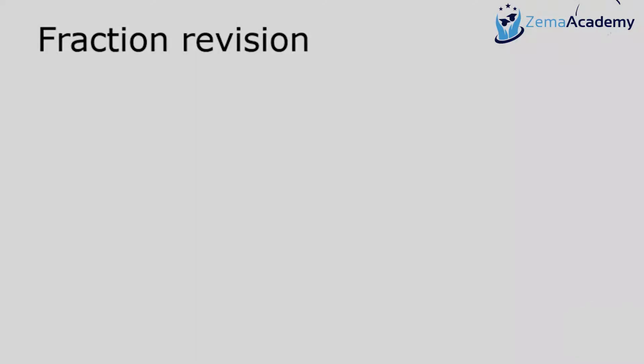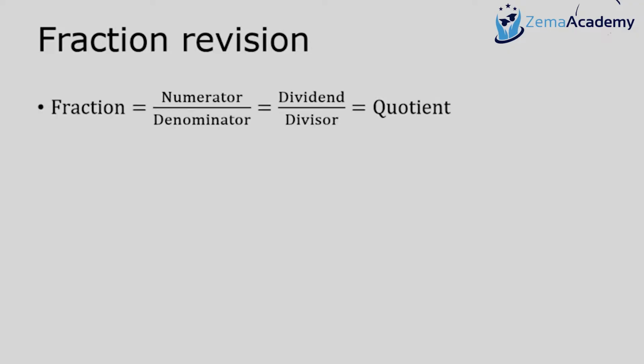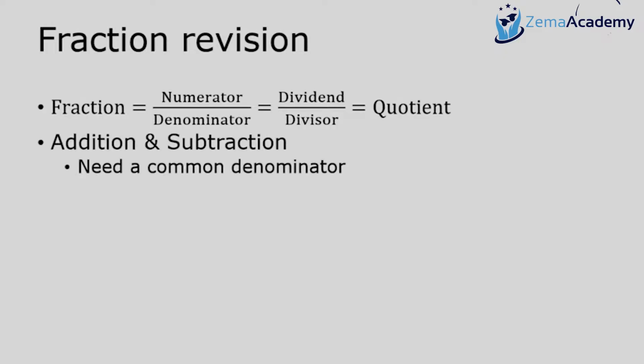Here's hopefully some revision on fractions. A fraction is made up of two elements: a numerator and a denominator. When we turn that into a calculation, those are called a dividend, and the thing we divide a dividend by is called a divisor. The result of that is a quotient. But the most important ones for today are the numerator on top of the fraction and the denominator on the bottom. Now, when we add or subtract fractions, we have to have a common denominator.